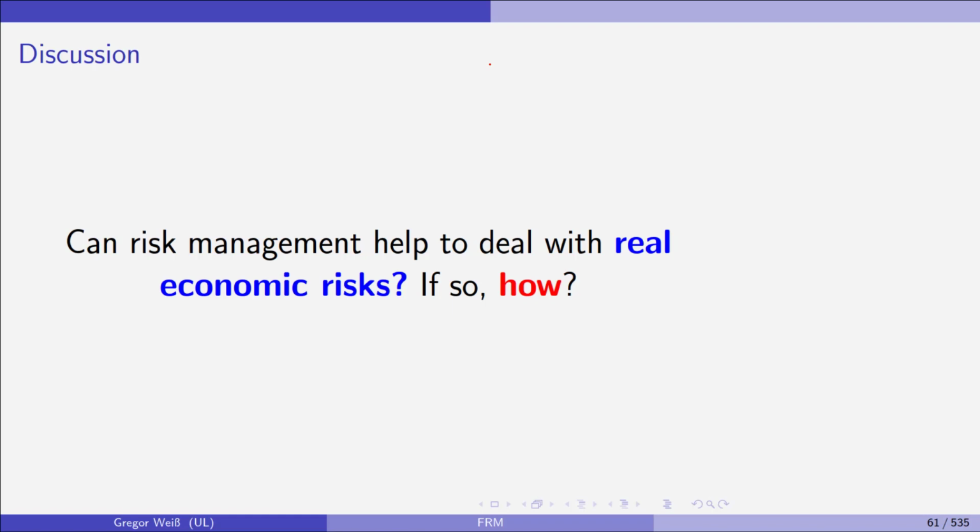For example, if you have the real economic risk of a fire in a branch, in your headquarters, or just in your IT room, then of course you can buy insurance, you can install a fire detector. Risk management can do something about this. But as you can see, many times for operational risk and real economic risks, the methods used to deal with these risks are quite different from those that we are using in financial risk management.